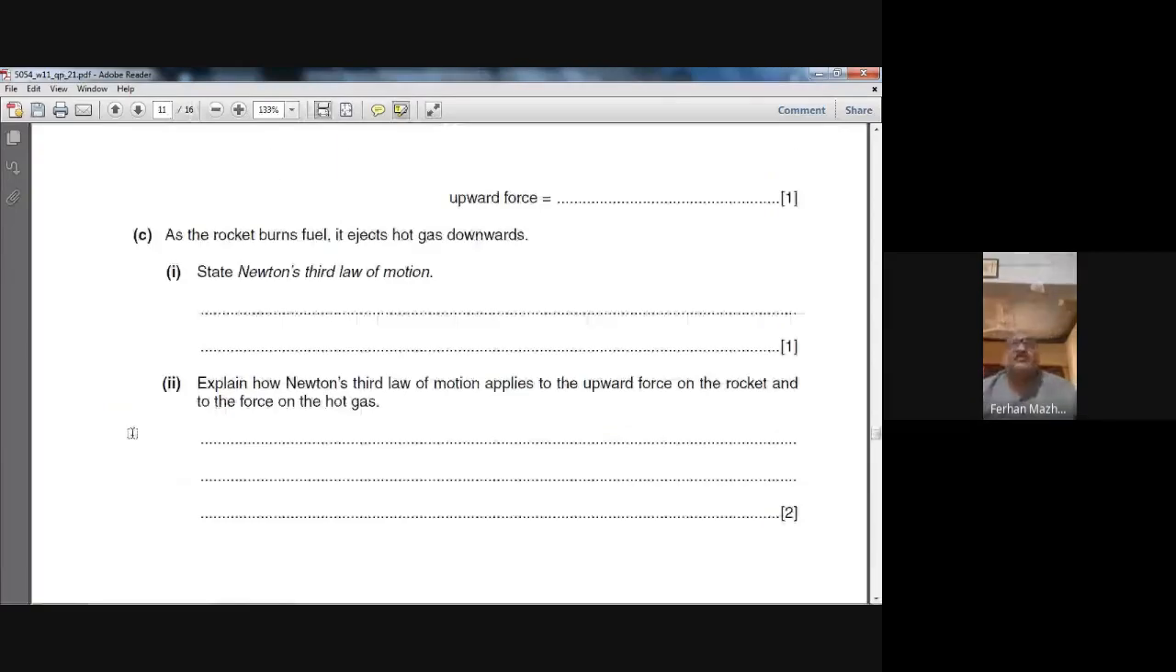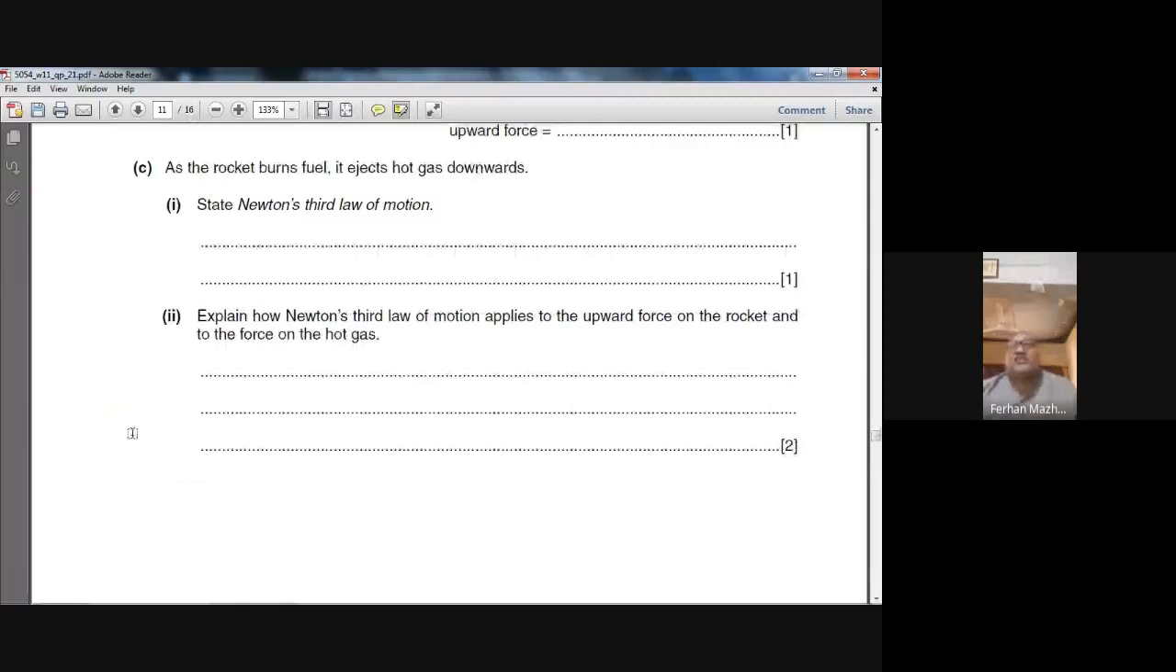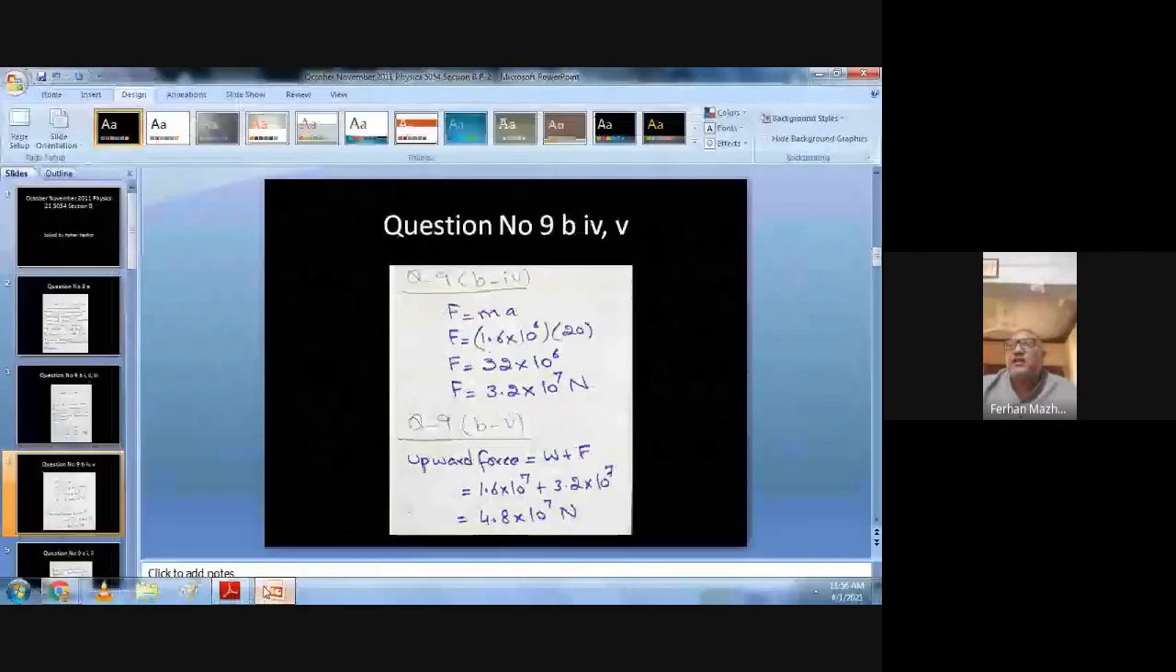As the rocket burns fuel, it ejects hot gases downward. The first question is, state Newton's third law of motion. Very famous law. We have to write its statement. It's a 1-mark question. It says every action has a reaction. Action and reaction are equal in magnitude but opposite in direction. This is Newton's third law of motion. I have written this statement on a paper. Let me show you what I have written.